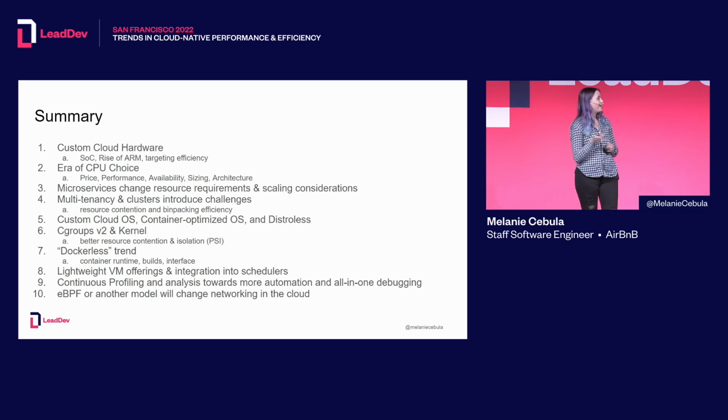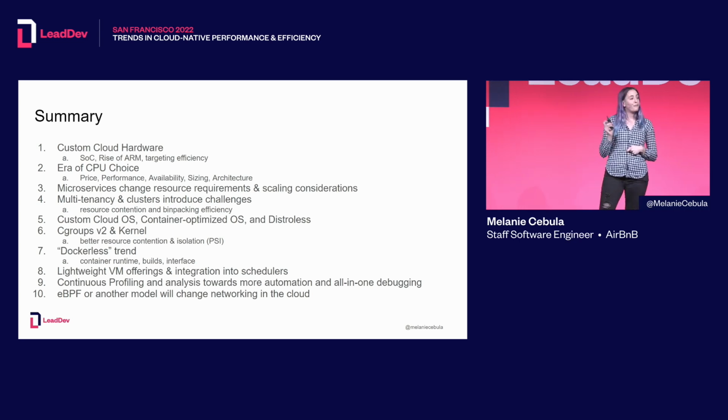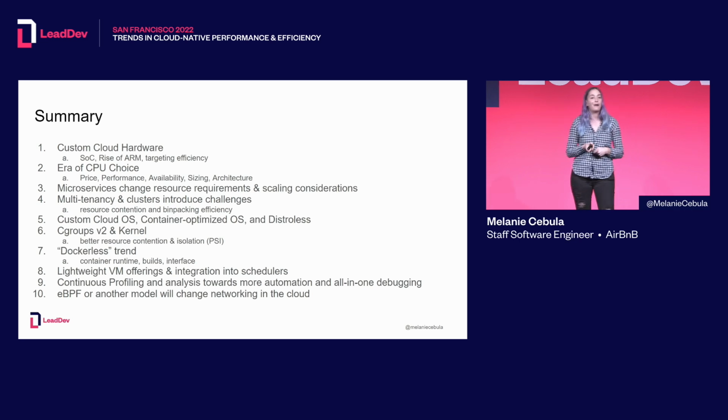Okay, so here's my summary of my predictions and trends for cloud native efficiency and performance. Disclaimer, my opinions are my own and they may be wrong. First, custom cloud hardware. We talked about the rise of systems on chips, ARM, and targeting efficiency in our hardware. The era of CPU choice, including price, performance, availability, sizing, and architecture.